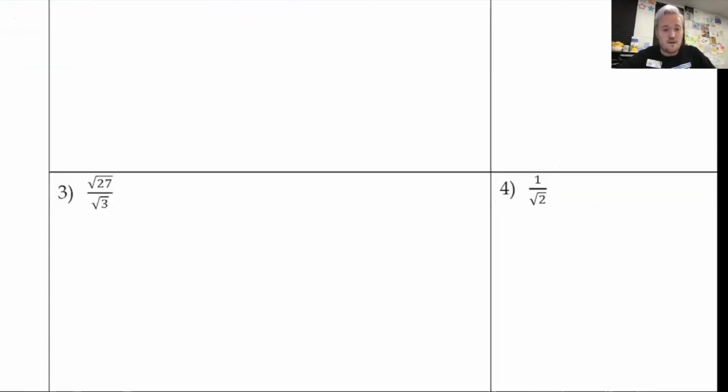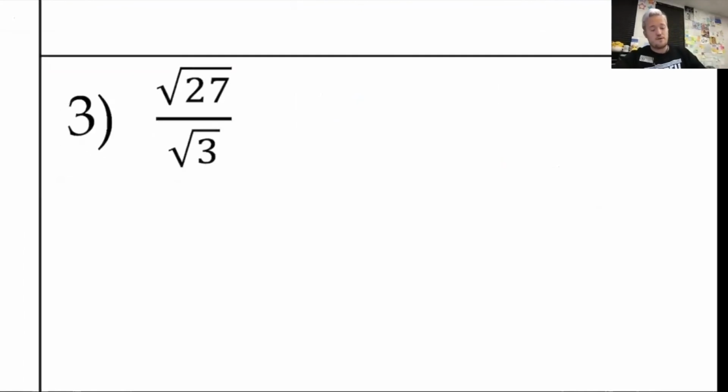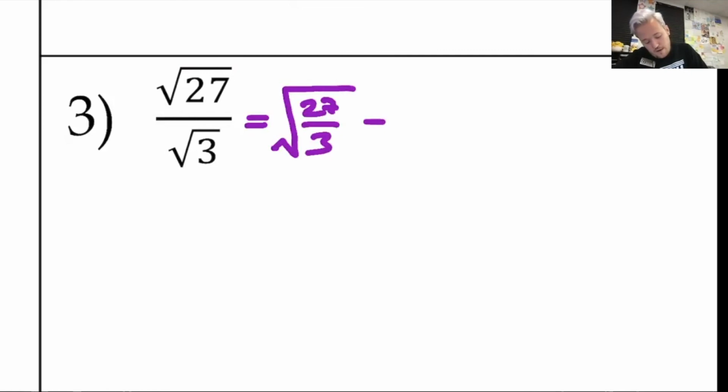All right, now number 3. If you look at this one, a lot of simplifying radicals is about working smarter, not harder. You see here, 27 is actually divisible by 3, so I'm going to combine that into one radical. When I combine that into one radical, 27 divided by 3 gives you 9. The square root of 9 is just 3.